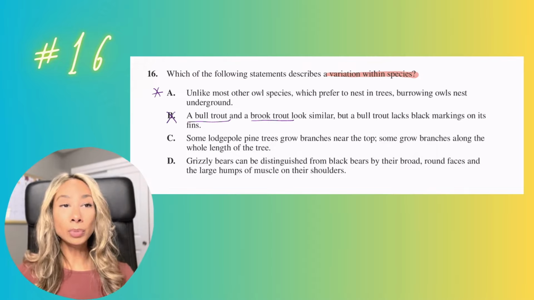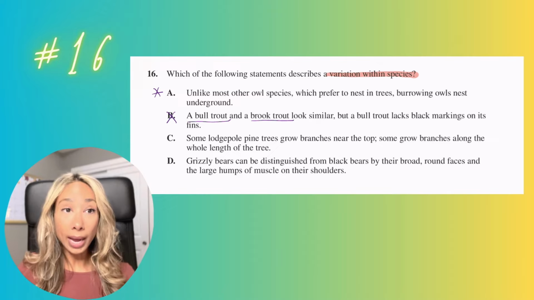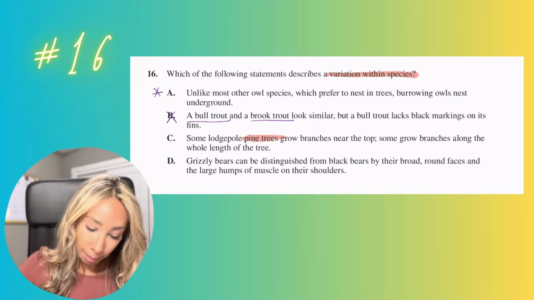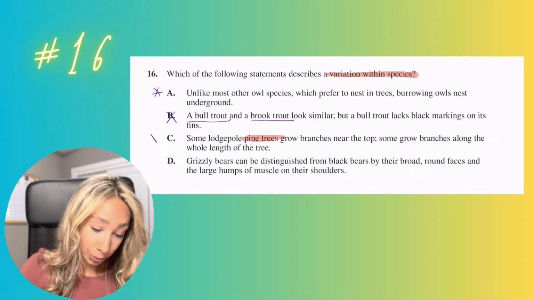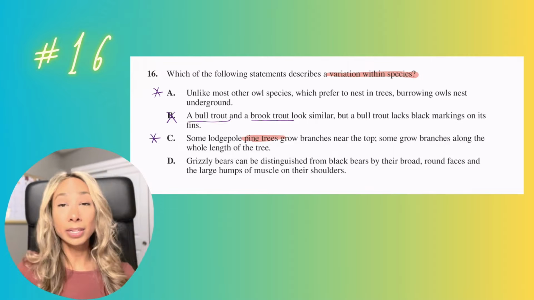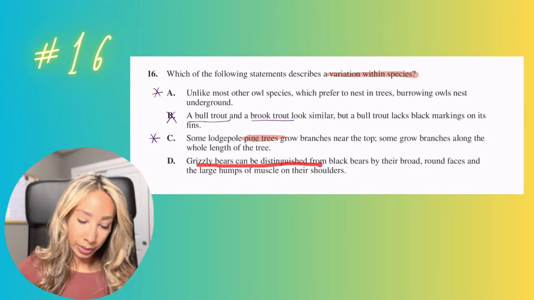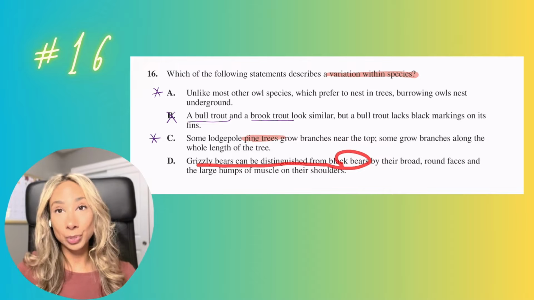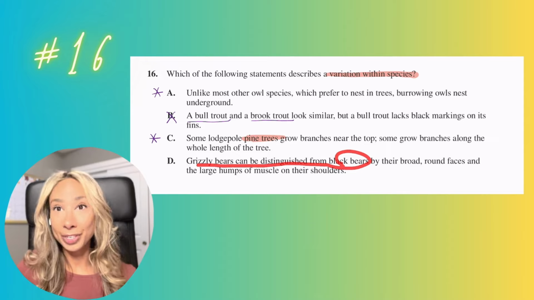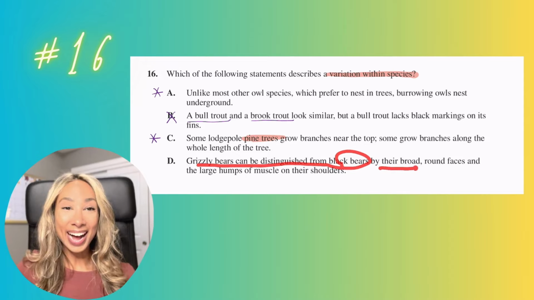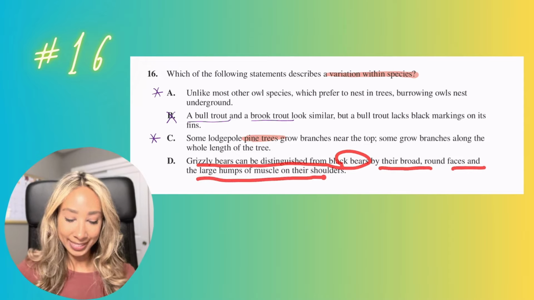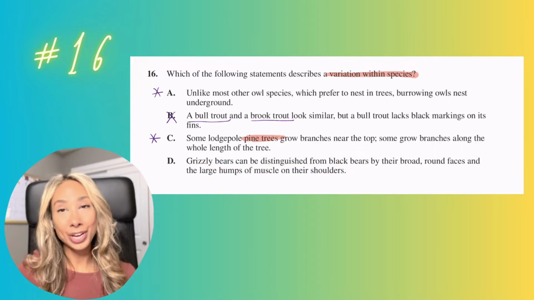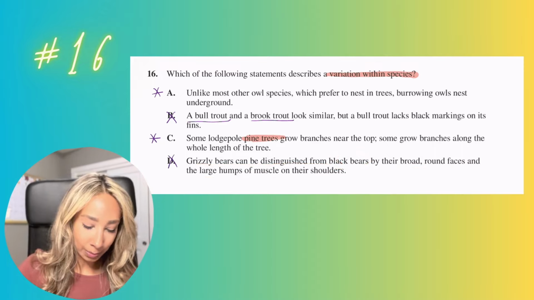Option C, some lodgepole pine trees grow branches near the top. Some grow branches along the whole length of its tree. Okay, I like that one. I really like that one because they're both talking about pine trees. So that's a pretty good option. I'm going to star that as well. Let's look at D. So D says grizzly bears can be distinguished from black bears. Well, right off the bat, we're looking at 2 different kinds of bears. I'll finish the option: by their broad, round faces and large humps of muscle on their shoulders. So again, it's talking about 2 different organisms, so it can't be that.